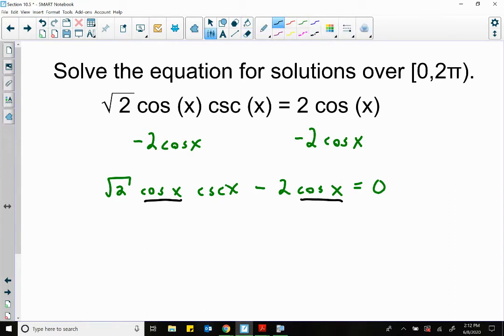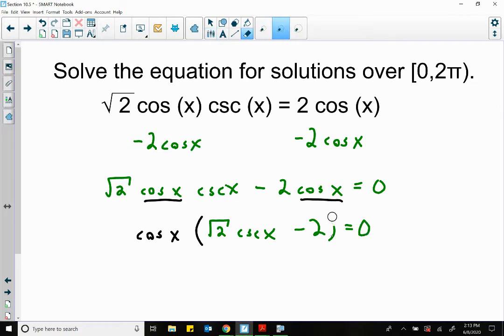So I can pull that out like a GCF. Pull out cosine x. What does that leave us with? Square root of 2 cosecant x minus 2 equal to 0. Now this is something we can work with. Once everything is factored, this is as far as factoring can go for us.